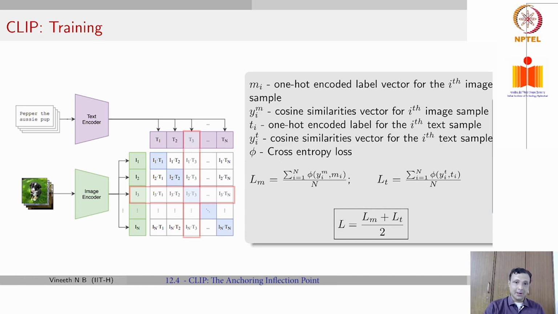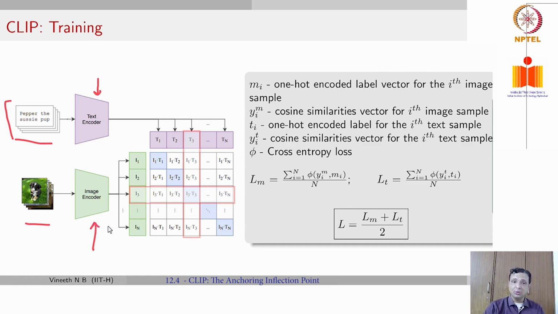Here is the overall idea of how the CLIP model is trained. You provide both an image and text as an input. So in this case, you have an image of a dog and you also give the corresponding caption which says Pepper the Aussie pup. Both of these are sent through corresponding encoders, the image through an image encoder, the text through a text encoder, and the parameters of both these models are fine-tuned during the training process.